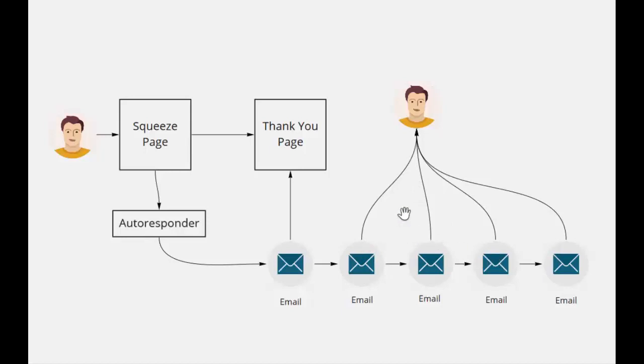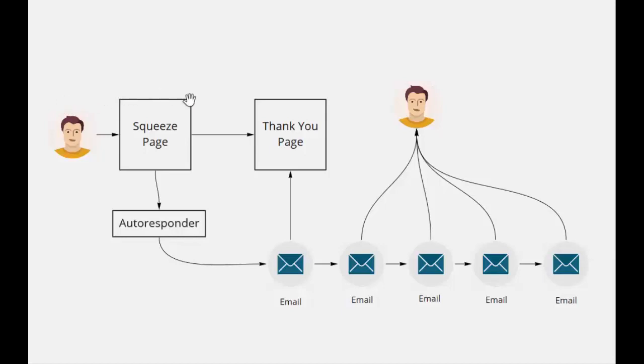Now obviously, you're building a list so you want to make money. So in these emails you can link to various products. These can be your own products or they can be affiliate products. Affiliate products mean if you promote an affiliate product to this person and they buy, you earn a commission on that product, on that sale. Okay? We'll talk about affiliate commissions and products further in this training.